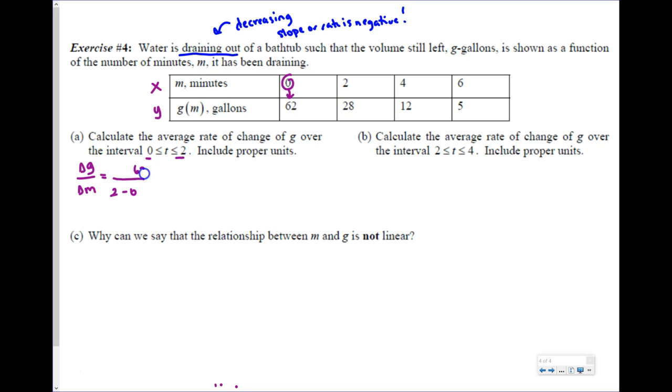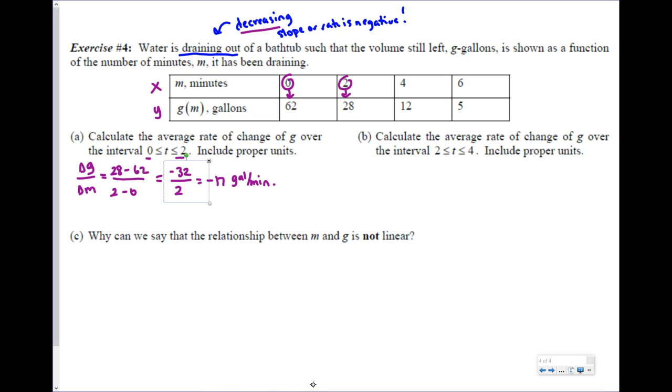So I know I've got 62 here. And at f of 2, I have 28. So I've got 28 minus 62 over 2 minus 0. 28 minus 62 gives me negative 34. 2 minus 0 gives me 2, which simplifies to negative 17. It makes sense that it's negative because I underlined that decreasing thing up there. So that answer makes sense. And I'm going to put rates as gallons per minute. So from 0 to 2 minutes, it's decreasing by 17 gallons a minute.